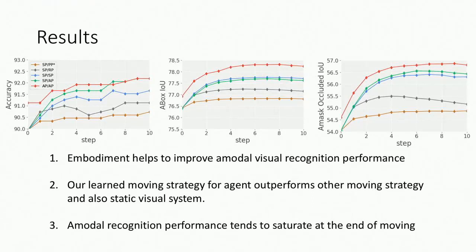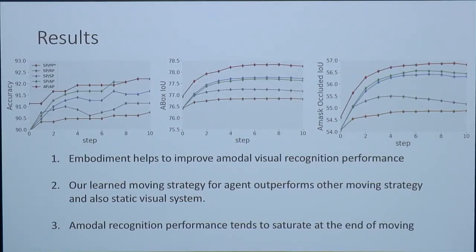And the result, let's see some results here. We have 10 time step movement maximally, and then we compute the accuracy, the embodied bounding box IOU, and also the mask IOU. We confirmed that the embodiment helps to improve the model's visual recognition performance. At time step 0, the performance is not that good, and if we keep moving, the performance improves. Also, our learned movement strategy for the agent outperforms the other movement strategies, for example, the random one or the shortest path one.